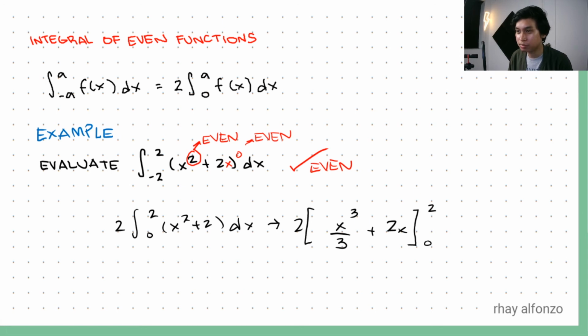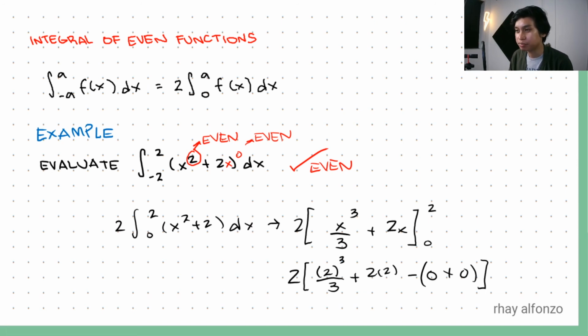So we have 2 times 2 cubed over 3 plus 2 times 2, minus 0 raised to 3 is 0. And 0 divided by any number is just 0. Plus 2 times 0 is just 0. So see, that makes our calculation much faster and much easier.